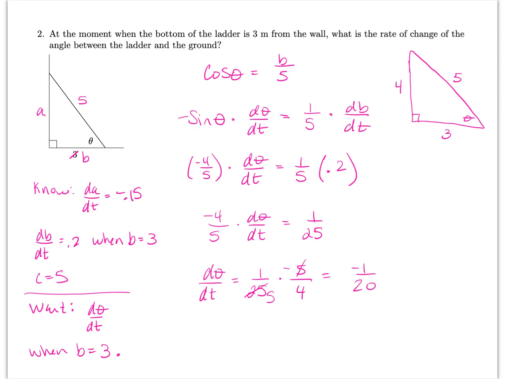And because this is d theta dt, it should be theta units, which is radians, over time units, which is seconds in this question. Okay. And it came out negative, which we should think about whether or not that makes sense. So theta, as we move the ladder away, theta is closing, right? That angle is getting smaller. So it does make sense that the rate of change is negative.